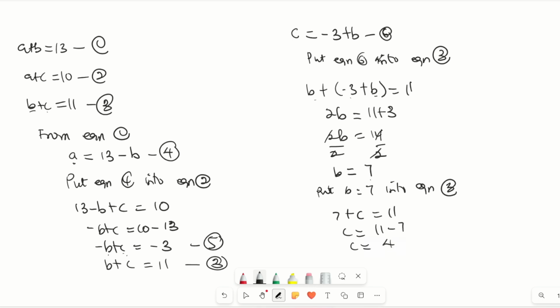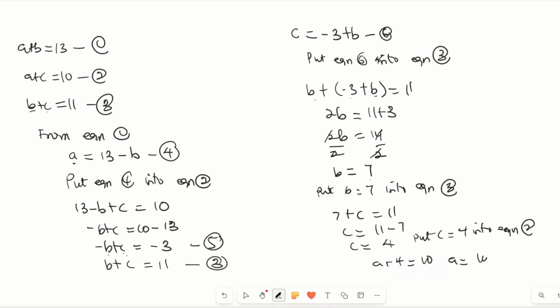Now that we have our C, our A can be found easily because we have A plus B to be 13, and we have A plus C to be 10. So let's use A plus C. So put C, which is equal to 4, into equation 2. So we have A plus 4 to be equal to 10.